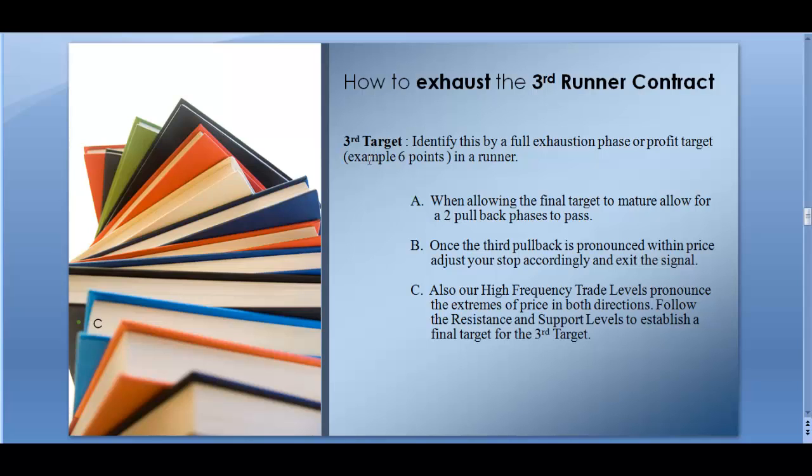When allowing the final target to mature, allow for a 2 pullback phase to pass, meaning the 2 pullbacks that we had just seen. Once the third pullback is pronounced within price, adjust your stop accordingly and exit the signal.